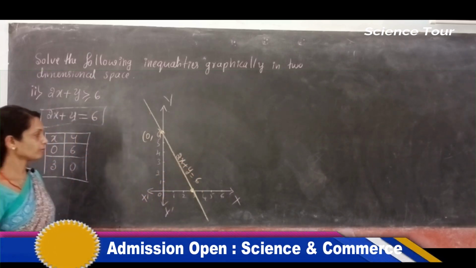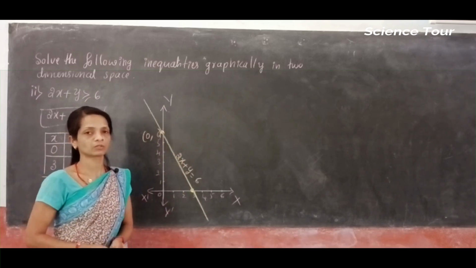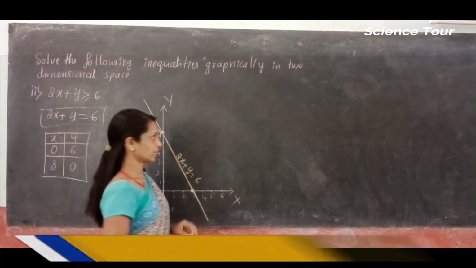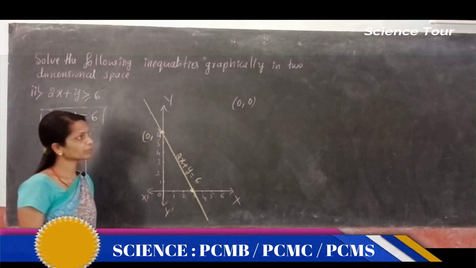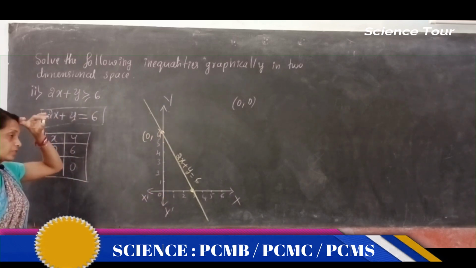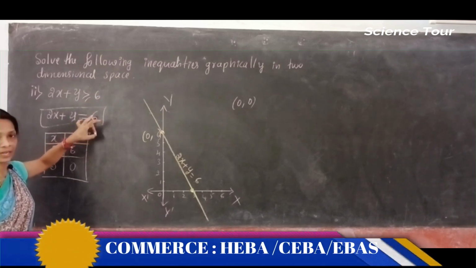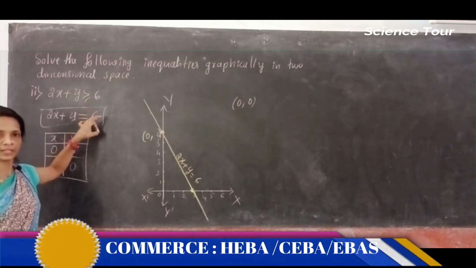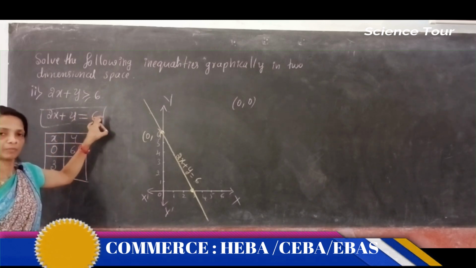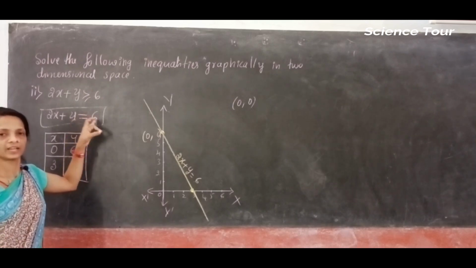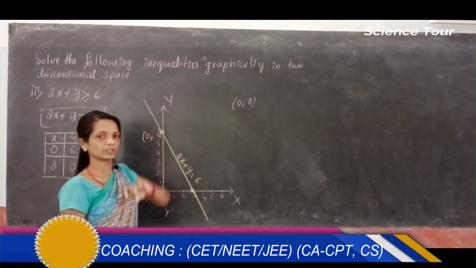Okay, now you have 2 half planes, upper side and lower side. Now which half plane will be the solution region? To decide that, take a checking point 0, 0. Can we take checking point 0, 0? Always see the constant number in that equation. If that constant number is other than 0, like 6, 7 or any positive or negative number, then always you can take a checking point 0, 0.